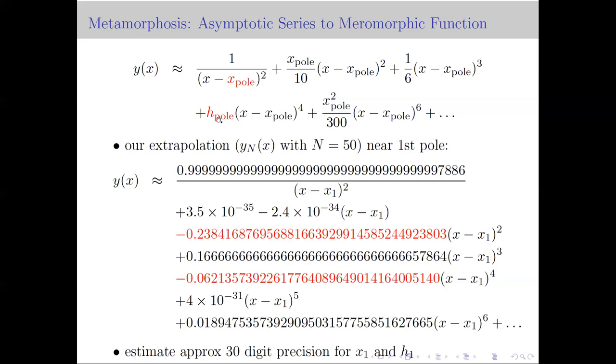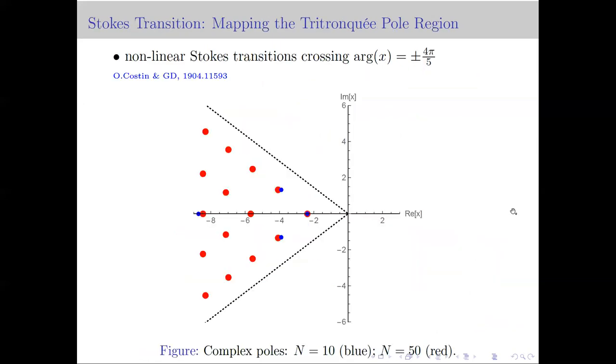So what we can do is we can take our solution that was generated out here. We do our extrapolation techniques using these ideas of resurgence. And we push it into this region here, extrapolate it across these two Stokes transitions. And then we re-expand it. So we find this pole, and then we just re-expand the function. And we discover this is the answer.